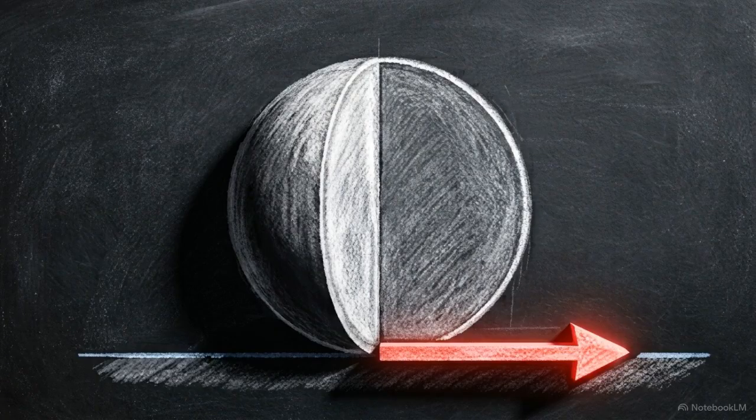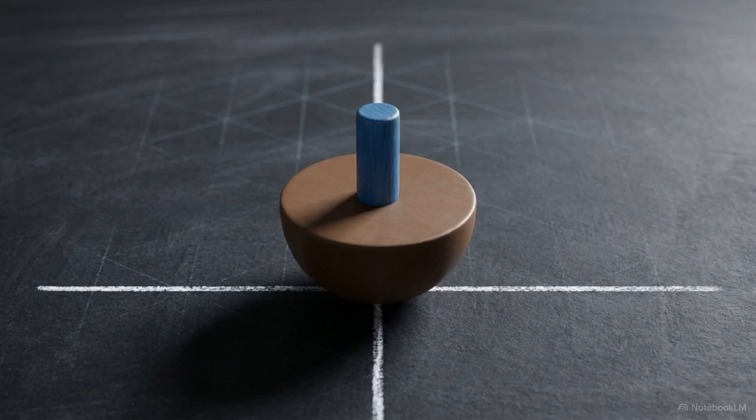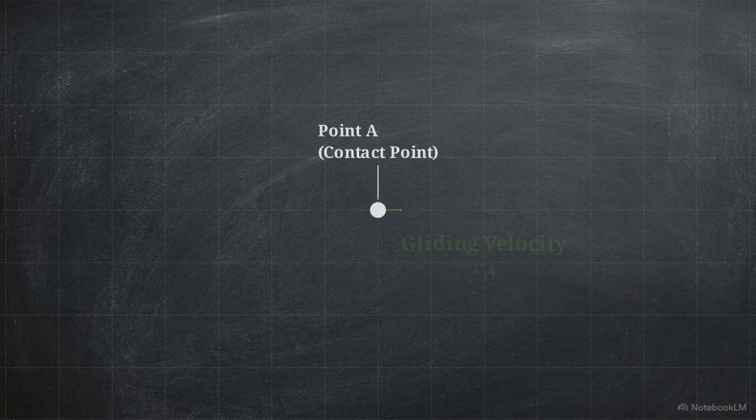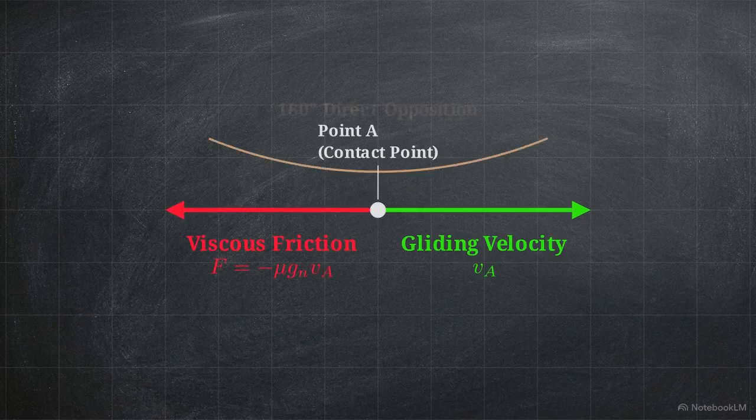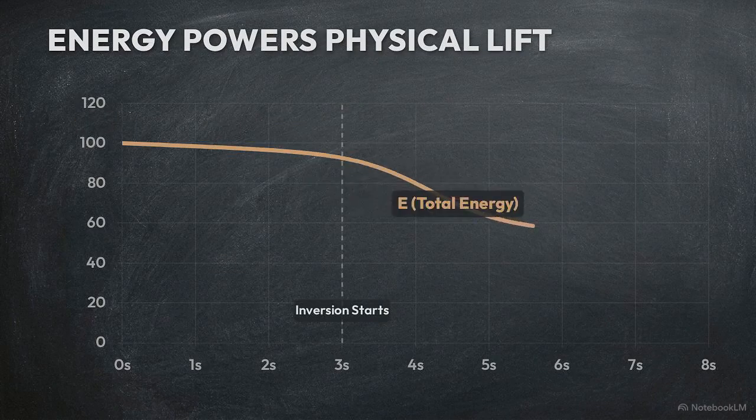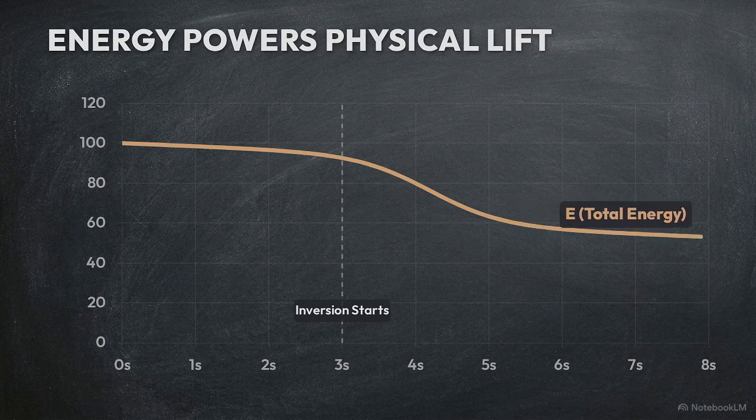The top's inversion is fundamentally a gliding problem. Without this precise sliding friction at the contact point, the top would remain trapped upright. The friction acting on the top is viscous, acting in direct opposition to the gliding velocity. This tracks the energy of the system. The total energy, E, continuously bleeds away as friction opposes the sliding motion.